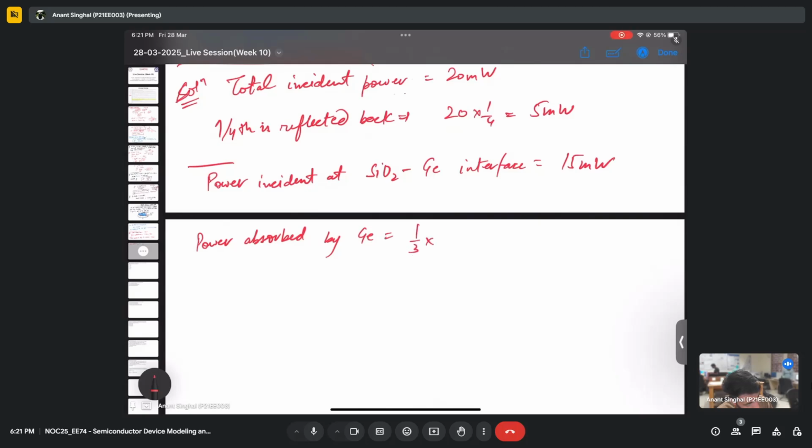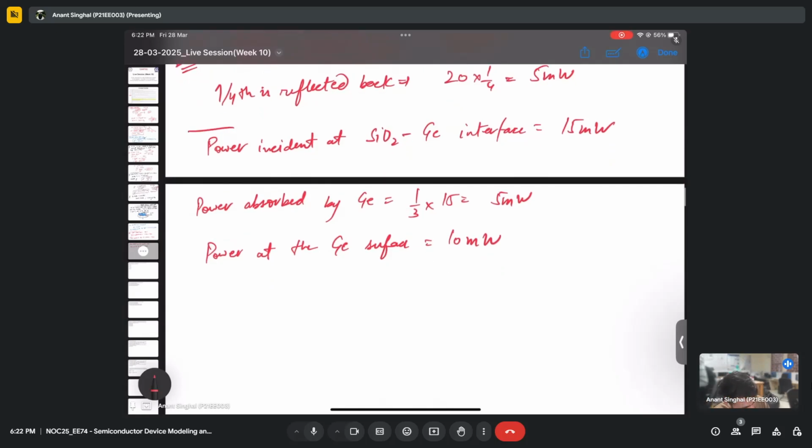So 1/3 is absorbed, so germanium is absorbing 5 milliwatts. Now the power going to the germanium surface: 15, and the 5 is also gone, so what we are left with is 10 milliwatt. Now from that, again it is saying 1/3 is transmitted through germanium, right? Power transmitted through germanium is 1/3 of that. So 1/3 is, let's say, 10 by 3, I'm writing for now.